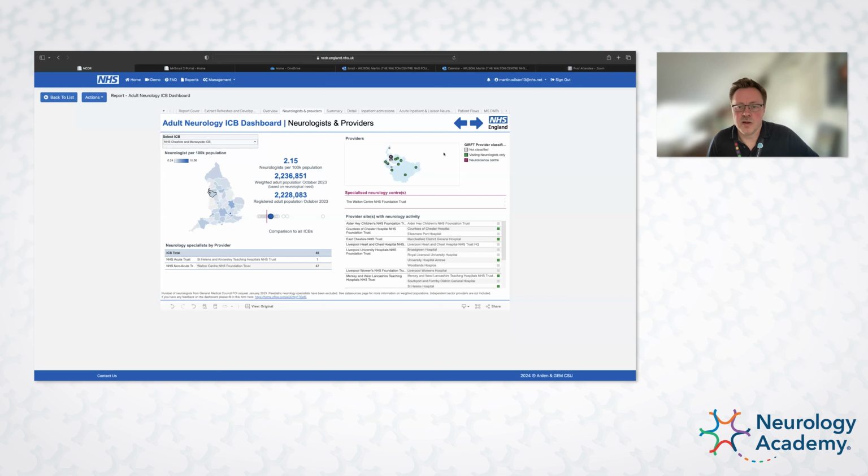This here also shows you something about your providers. So these are the acute trusts in your patch, and they're color coded according to the GIRFT classifications, which is N1, N2, N3, N4, N5. If you're not overly familiar with that, I wouldn't worry too much. But green means visiting neurologists only, so you don't have employed neurologists at those sites. And again, we can talk a bit more about that as we go.